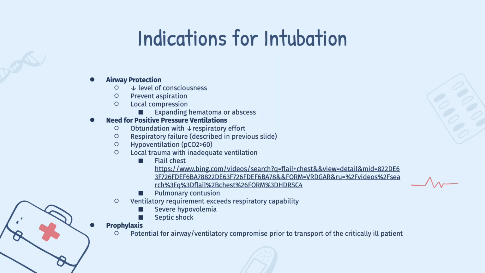So what are some of our indications for intubation? Think about airway protection. So those patients who have a decreased level of consciousness, we want to prevent any risk of aspiration, local compression. So do I have a trauma patient that may have an expanding hematoma or a potential abscess? That being said, airway protection is really important, but do I have a patient who I can somehow quickly change their level of consciousness?